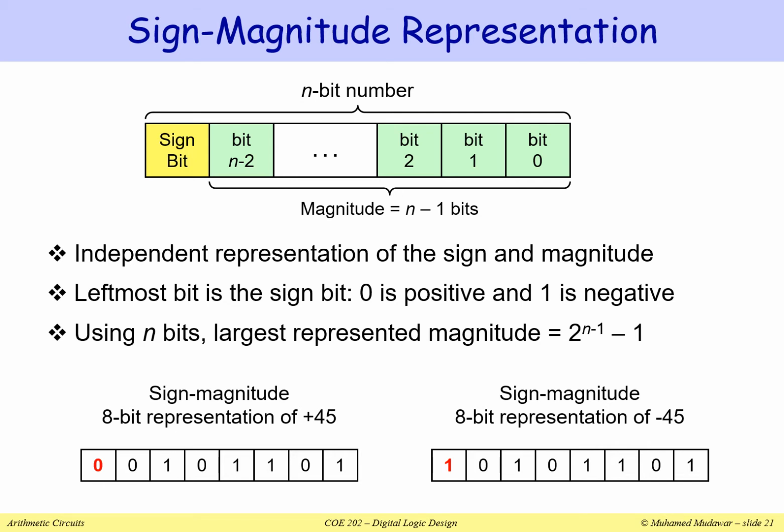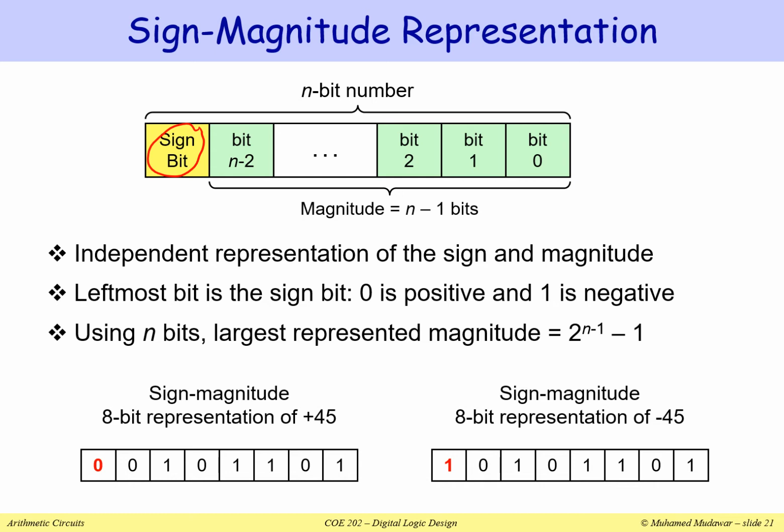Okay, so what is sign magnitude representation? Given a number that consists of n bits, the most significant bit is known as the sign bit, and the least significant n-1 bits are called the magnitude. It's very simple. The most significant bit is the sign, and the remaining bits are the magnitude.